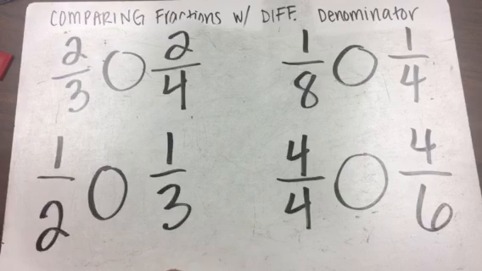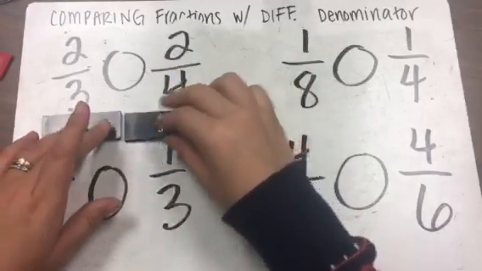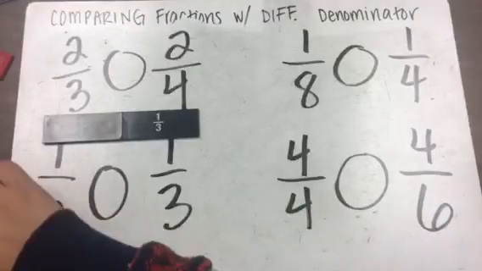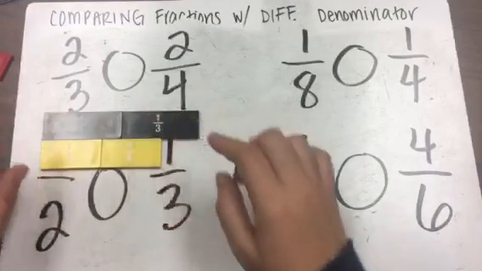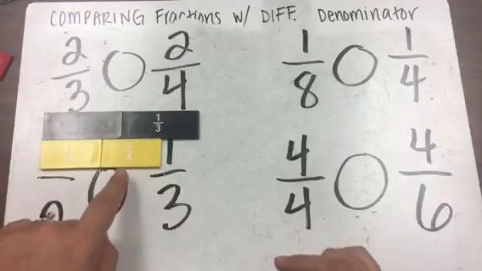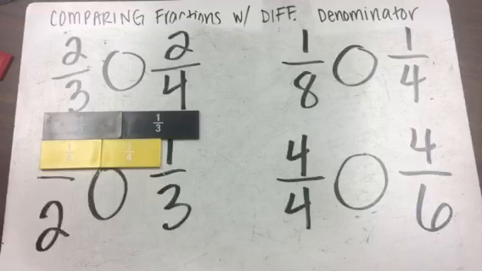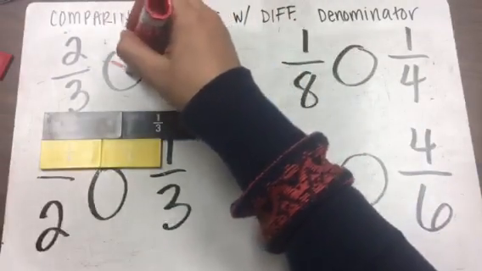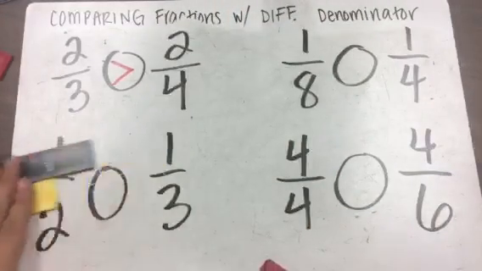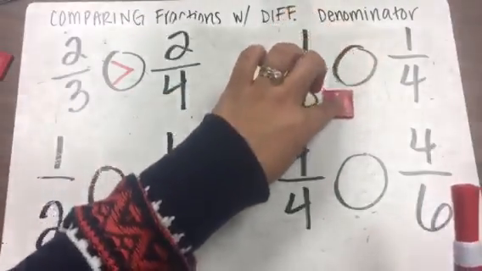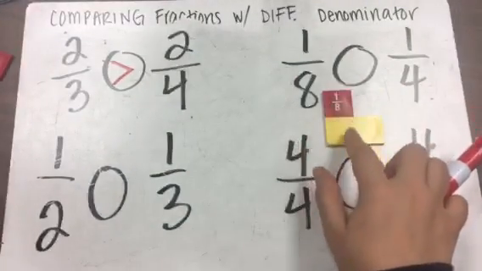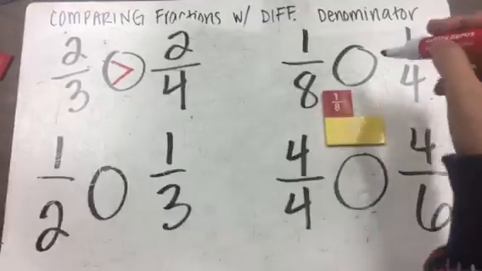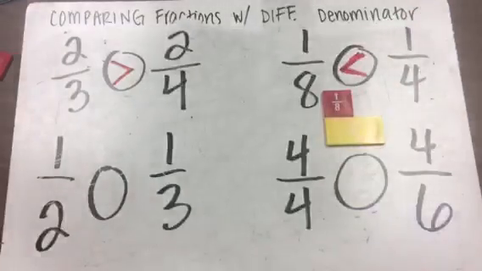So I'm going to be using my fraction tiles, and I have 2/3 here compared to 2/4. So if you notice, 2/3 is greater than 2/4, okay? So the thirds is going to be greater than 2/4. And here we have 1/8 and 1/4. So 1/8 is a lot smaller than 1/4. So 1/4 is greater than 1/8.